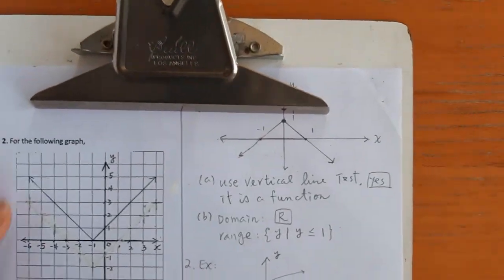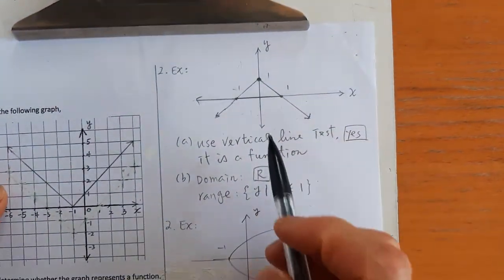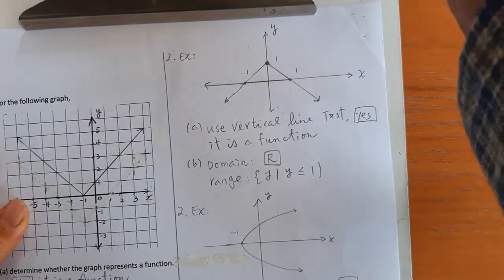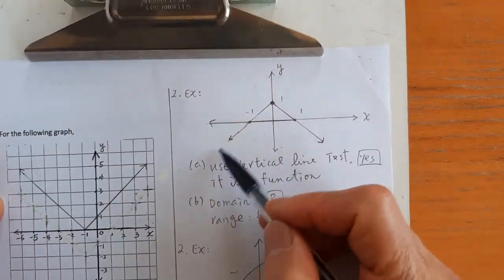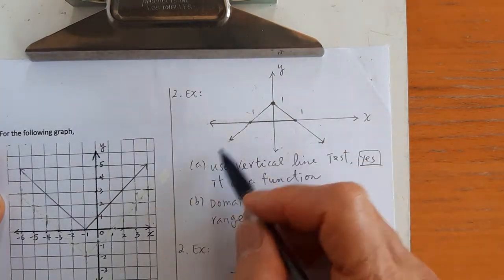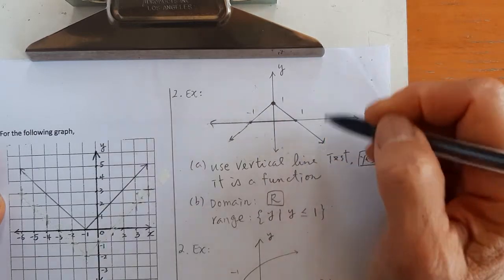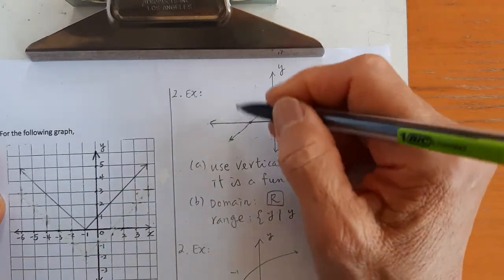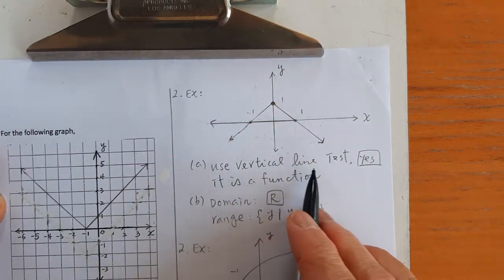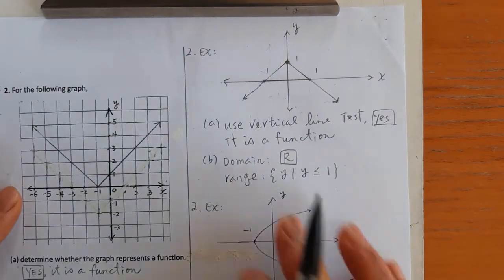Another example, like this graph. Second question, another example. If a V shape opens downward, this is also an absolute value function. Use the vertical line test. It meets the graph at exactly 1 point. Yes, it is a function. Now the domain and the range.